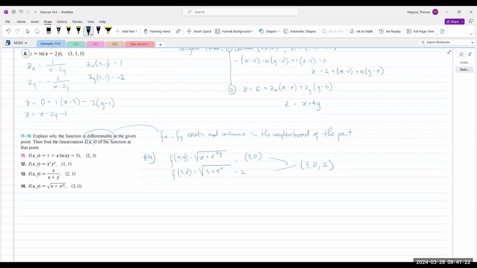Next, f sub x of x, y will be 1 over 2 square root of x plus e to the 4y. But when we plug that in, f sub x of 3, 0, that will be 1 over 2 times 2. That's 1/4.